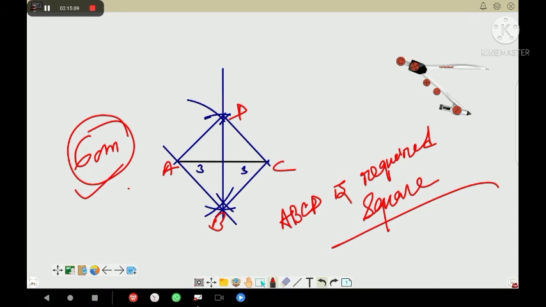So that is it for today. In the next videos we will discuss the parallelogram, rhombus and trapezium. So for today, up to this.